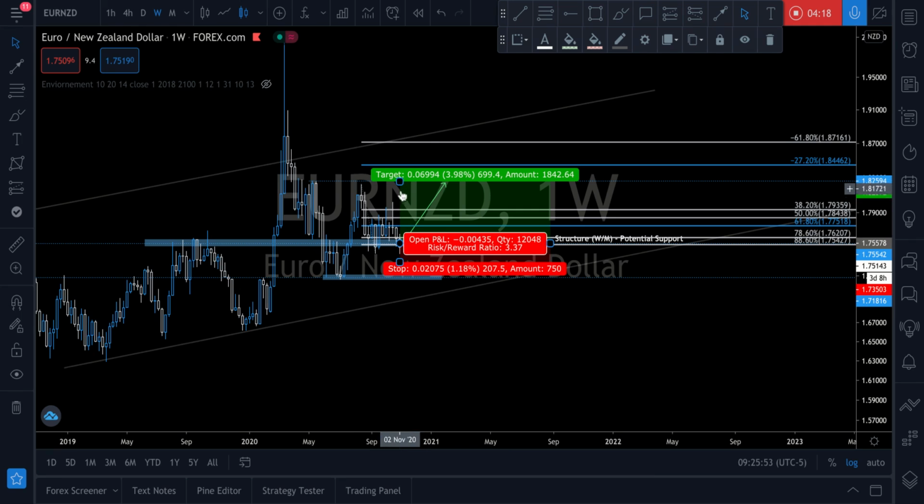However, if you do make it up here, likely you would be at break even and or moving your stop loss with the trailing stop, and then you can decide whether or not you want to close it manually or let it run its course towards the extension.